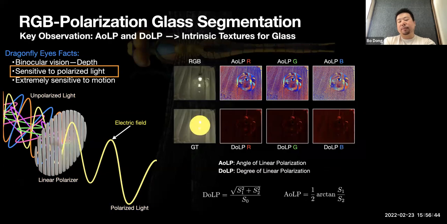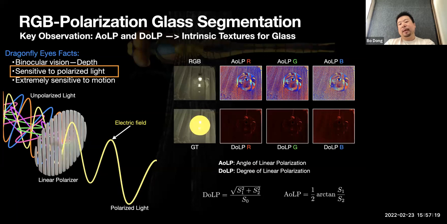With these Stokes vectors, we can calculate two very interesting things. They are called the angle of linear polarization and the degree of linear polarization, or AOLP and DOLP. If you look at the AOLP and DOLP, we can see that the glass now has textures. So hey, that's the key motivation to leverage polarization light for glass segmentation, because through polarization, the intrinsic texture of the glass can be revealed.